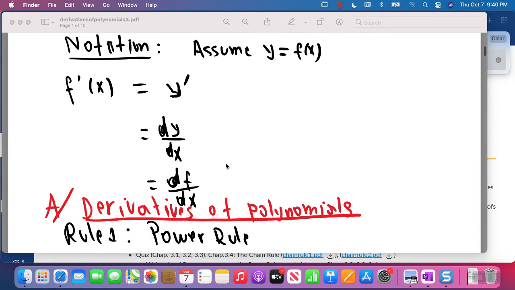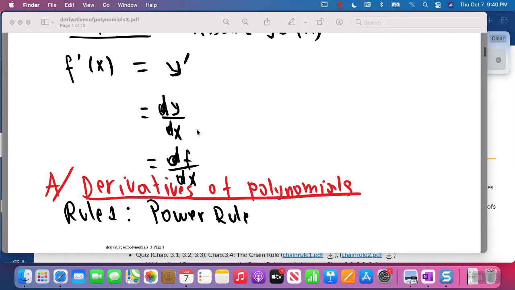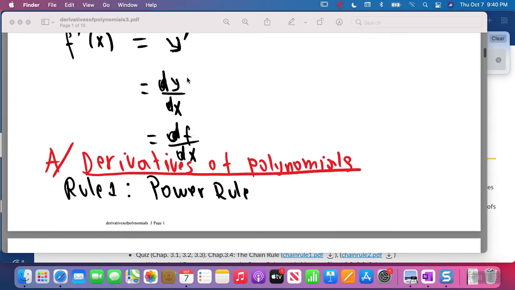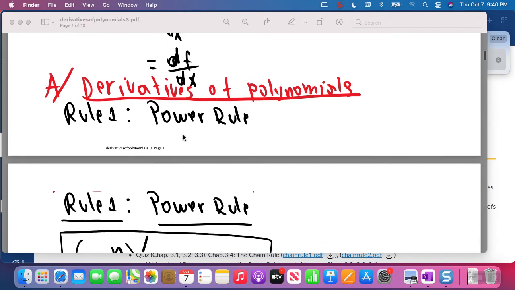In terms of notation, sometimes you're going to see f prime of x. Sometimes it's going to be y prime. Other times dy dx or df dx. So those all mean the same thing. So let's start with the derivative of polynomials.